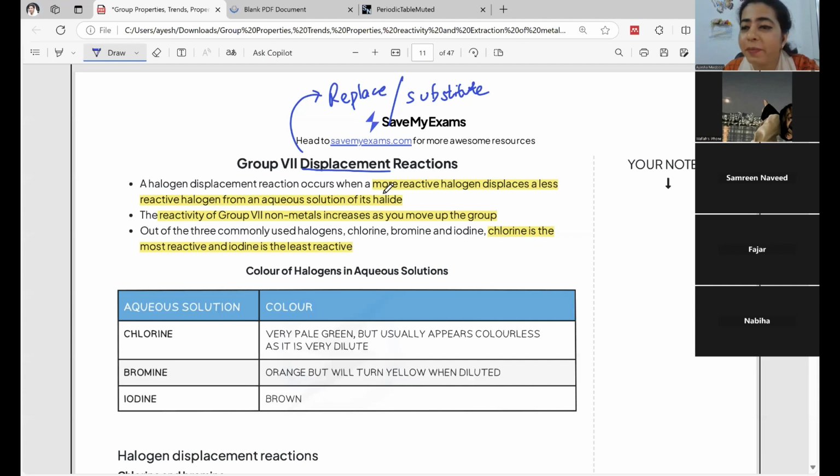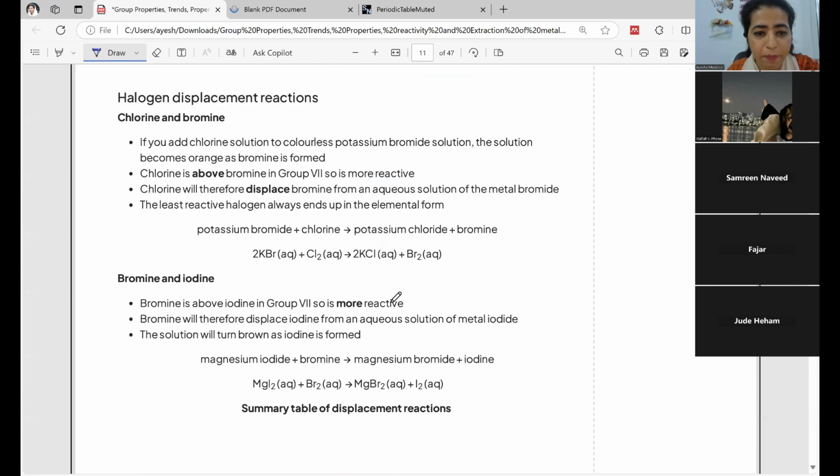So displacement reaction means one halogen can come and replace an already present halogen. The other halogen can replace only if the incoming halogen is stronger than the already present halogen, having more reactive properties. So a more reactive halogen can come and displace or replace the less reactive halogen. How is it going to replace? It is going to replace from the aqueous solution of its halide. Let me tell you one example here.